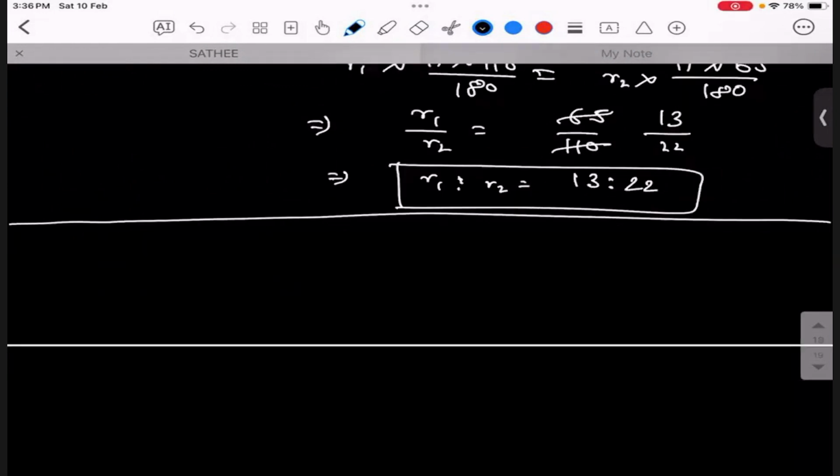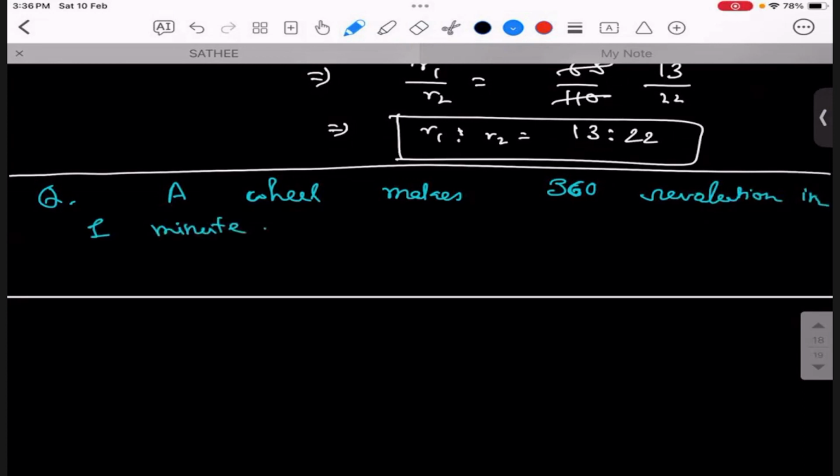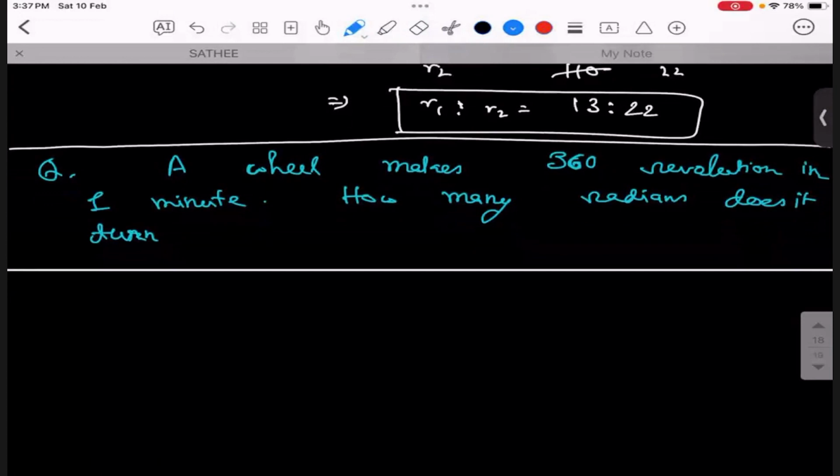Okay, so let us discuss a question. A wheel makes 360 revolutions in 1 minute. Here, 1 minute is the measure of time. So the question is, how many radians does it turn in just 1 second?